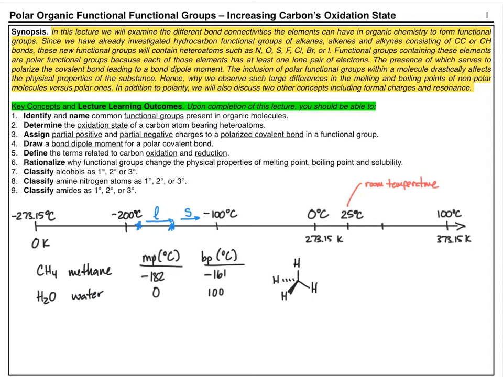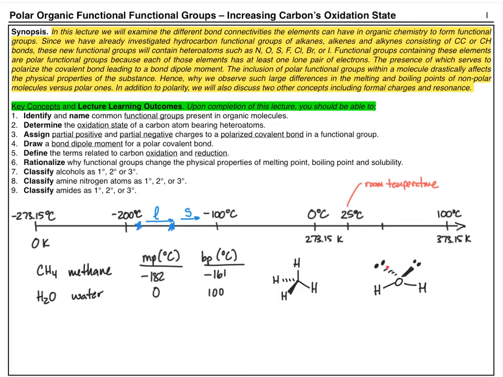So let's go ahead and draw water now. I'm going to put the OH bonds in the plane, and I'm going to show the lone pairs with the wedge and dash so that we can see the molecular geometry. So we see that each of these central atoms, carbon and oxygen, has 4 things around it, right? Carbon has 4 H's, oxygen has 2 H's, and then 2 lone pairs.